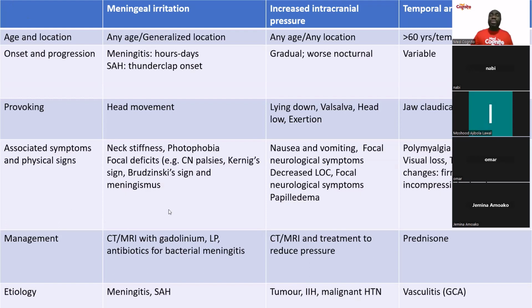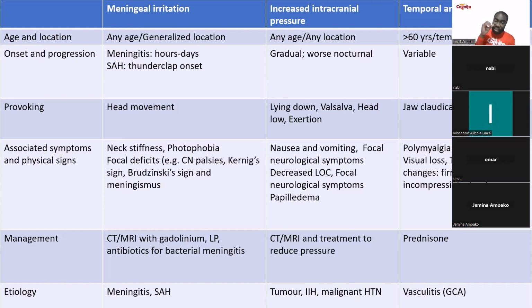What about raised intracranial pressure? It can also happen to anyone at any age. Usually it is gradual because if it's a tumor or something, it is gradual. And it is worse when the patient lies down. If the patient does any Valsalva maneuver, it is worse. If the patient's head is low, it is worse. If the patient exerts himself or herself, it is worse. There is associated nausea and vomiting. There can be decreased level of consciousness, focal neurologic symptoms, and papilledema.